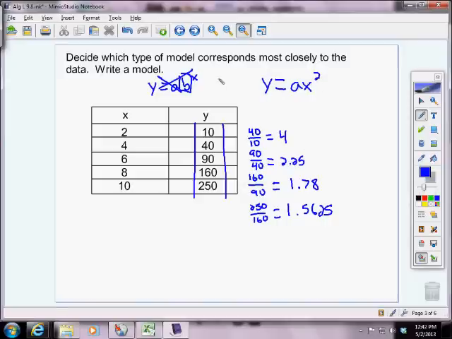So now we've got to write a model. We've decided that this is quadratic. So now, let's write a model.